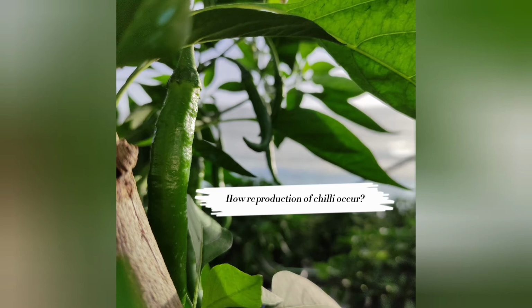How does reproduction of chili occur? First, pollen transfers from the anther to the stigma. Next, the pollen tube grows through the carpel style. Sperm nuclei from the pollen grain move into the ovule to fertilize the egg cell and endosperm nuclei within the female gametophyte, a process called double fertilization.